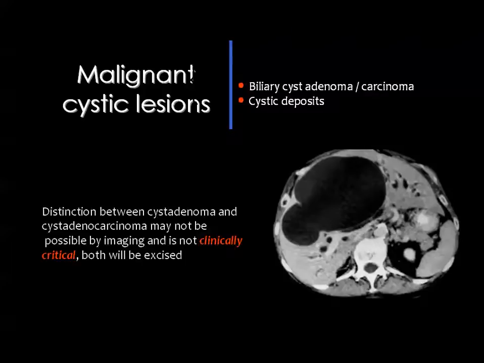Then we have an exception to the rule, which is the cystic lesion that can be malignant. And we have 2 possibilities here, the biliary cystadenoma or cystadenocarcinoma and the cystic metastatic deposits. The biliary cystadenoma or cystadenocarcinoma is a big cystic lesion in the liver, in many cases with internal septations, and may show mural nodules. One of the major diagnostic criteria of this lesion is the presence of dilated biliary radicals around this cyst.